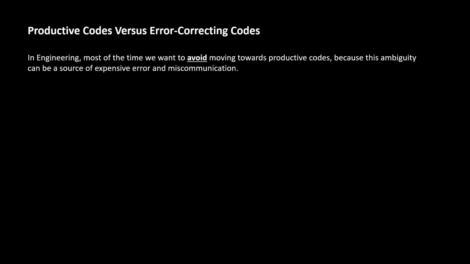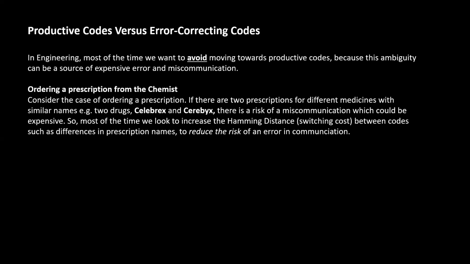Okay, so now I'm going to move on to comparing productive codes to error correcting codes. So in engineering, most of the time we want to avoid what I would call a productive code, because if the cost of switching from one valid code to another valid code is very low, then this implies ambiguity. And ambiguity can often be a source of error and miscommunication.